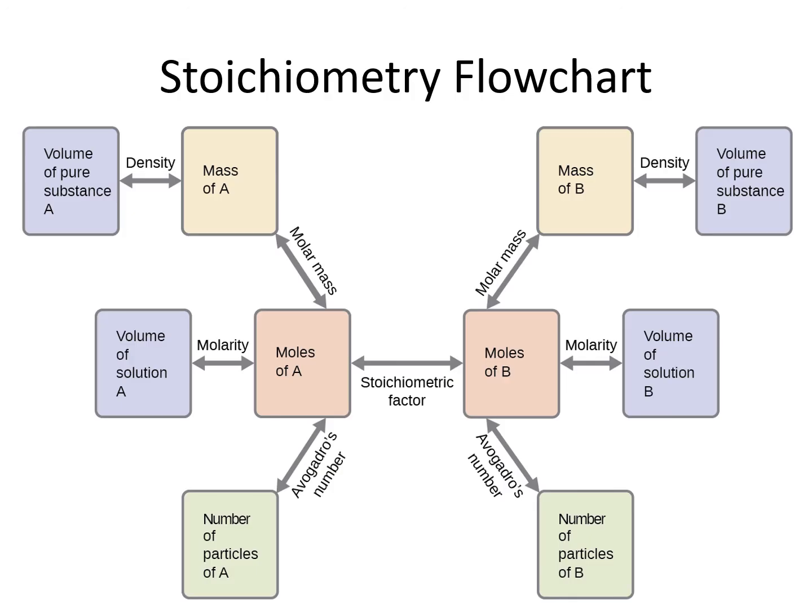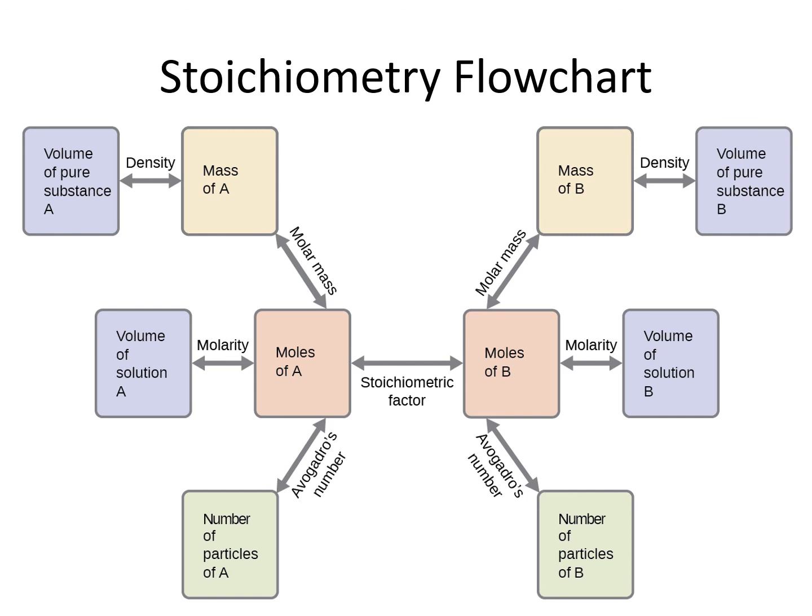Here's a general flowchart of the types of problems that we could do related to stoichiometry. The heart of stoichiometry is in the center of this diagram, the mole-to-mole conversion using a stoichiometric factor. We can go from moles of A to moles of B or vice versa. As long as we can get to or from moles, we can do a variety of other calculations. We can find the number of particles, like molecules or atoms, using Avogadro's number to convert between moles and particles.